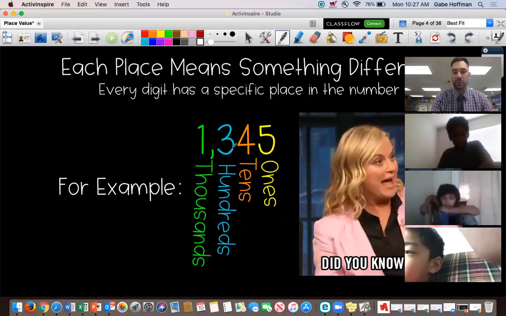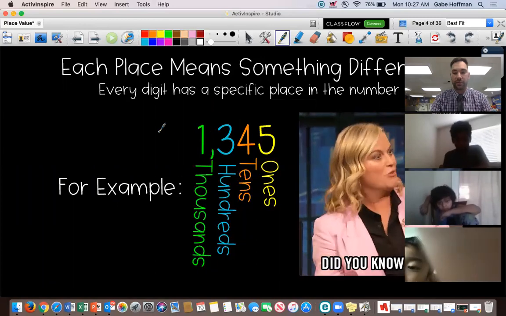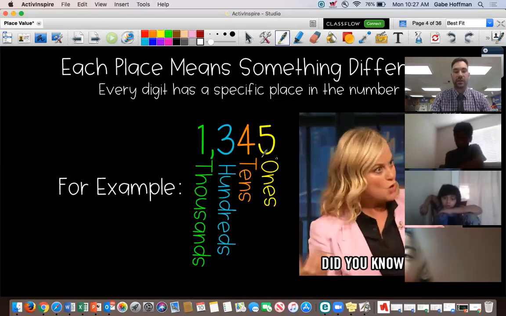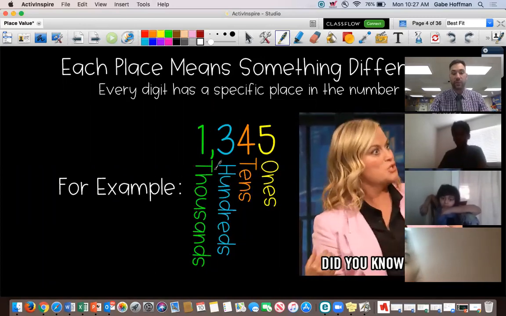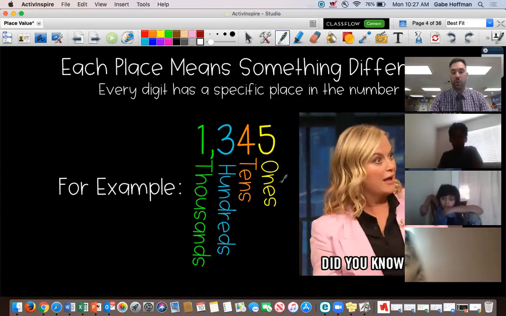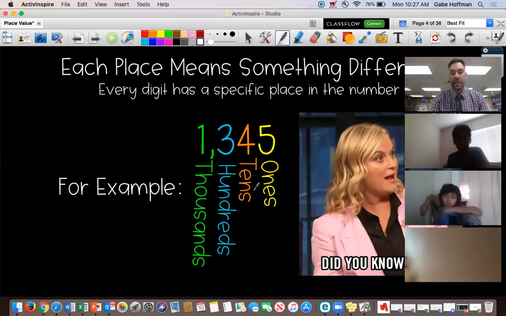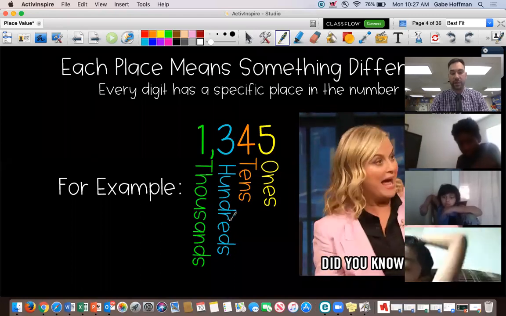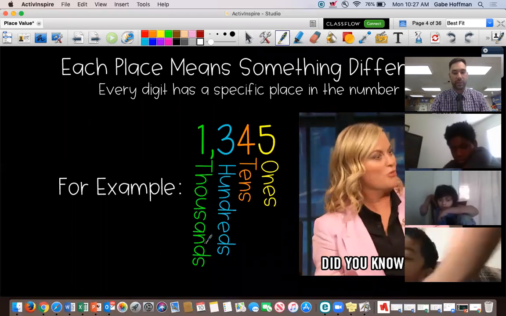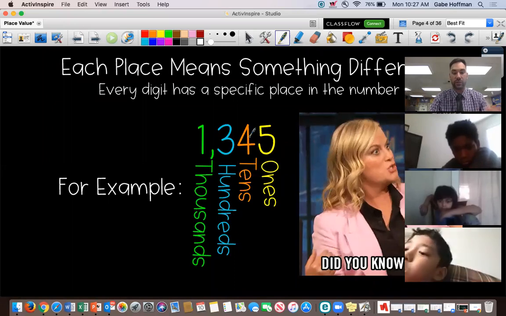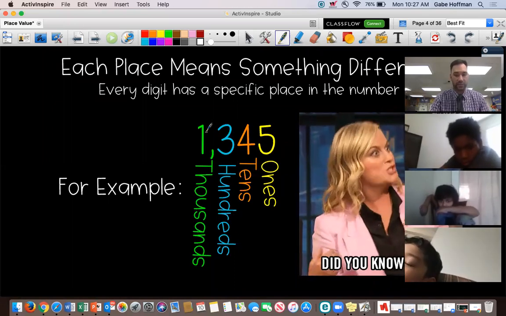We read place values from right to left. So when we look at a number like 1,345, the 5 is in the ones place, the 4 is in the tens place, the 3 is in the hundreds place, and the 1 is in the thousands place, right? So that's 5 ones, 4 tens, 3 hundreds, and 1,000.